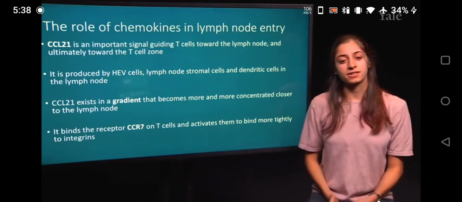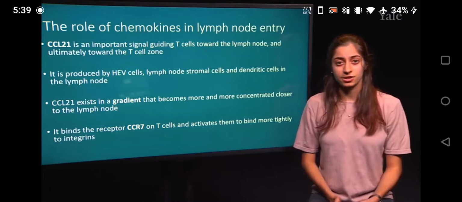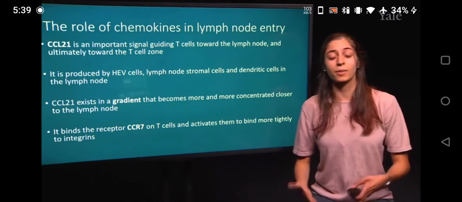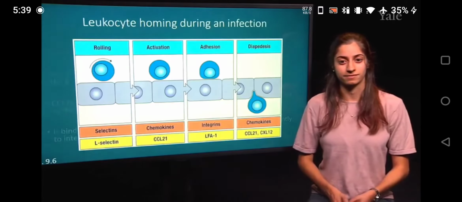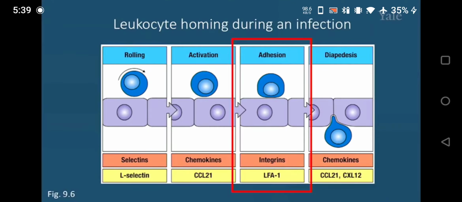CCL21 signals to T cells via the receptor CCR7. This first interaction between CCL21 and CCR7 on the T cell is what activates the T cell for our third phase of leukocyte homing. This brings us to adhesion. Signaling of CCL21 through CCR7 tells the T cell that it needs to start upregulating a molecule called an integrin, like LFA1.